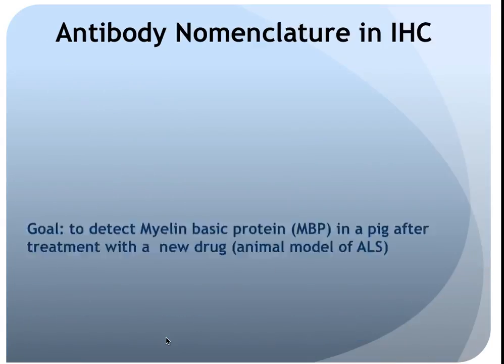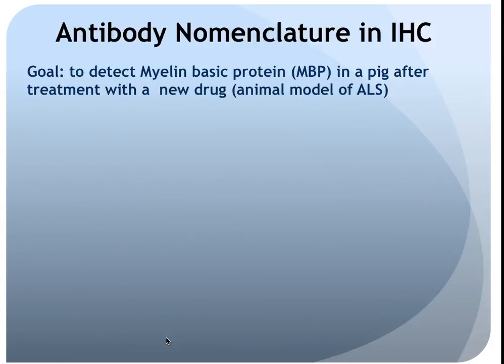So what is the nomenclature? We're going to use an example. The goal of my experiment is to detect a protein called myelin basic protein, one of the key proteins that makes up myelin, the myelin sheath that myelinates neurons. I'm going to do this in a pig after I've treated it with a new drug that I think is really going to help to cure ALS.